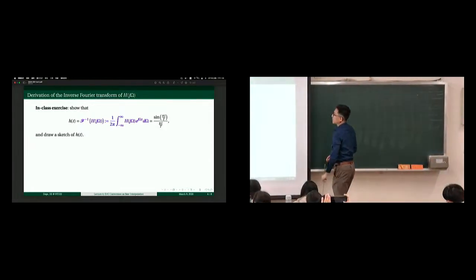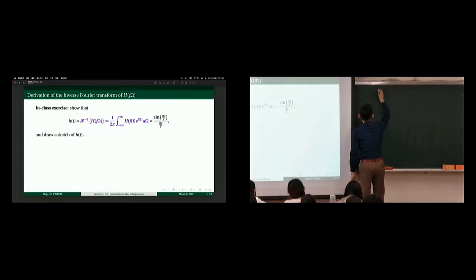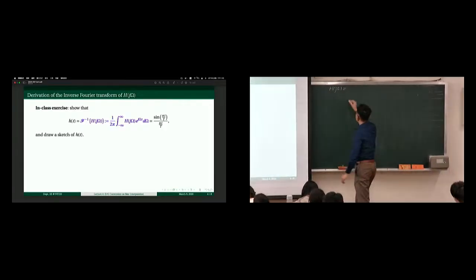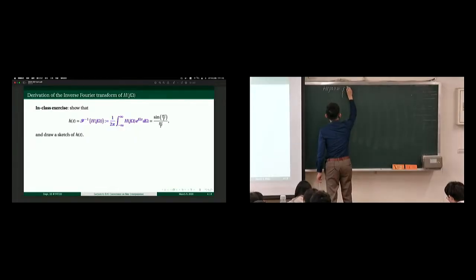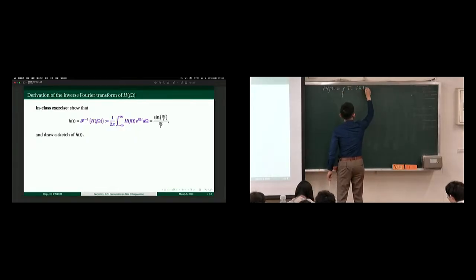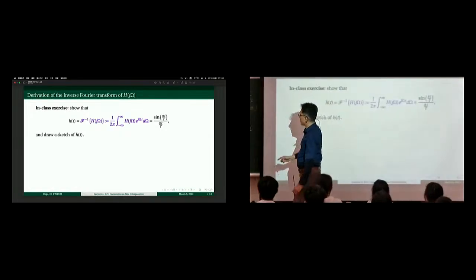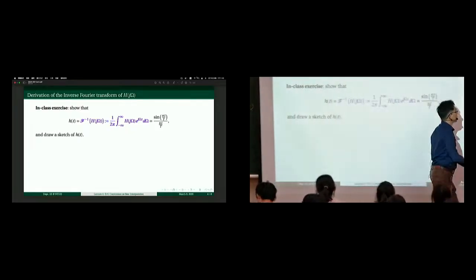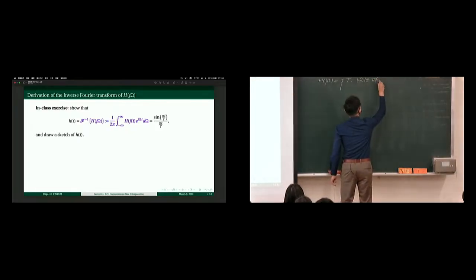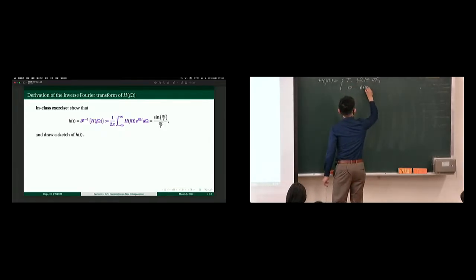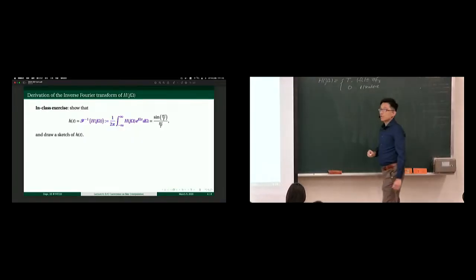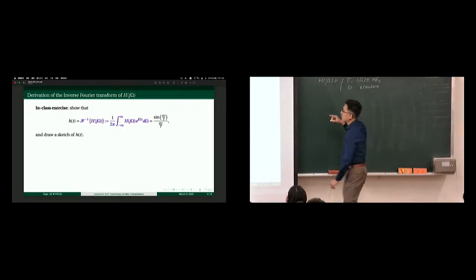Let's show this. Remember H? H is the ideal low-pass response, so it has a constant gain of T in between minus pi fs and pi fs, that part doesn't really matter, and 0 elsewhere. So we just insert this into that expression.